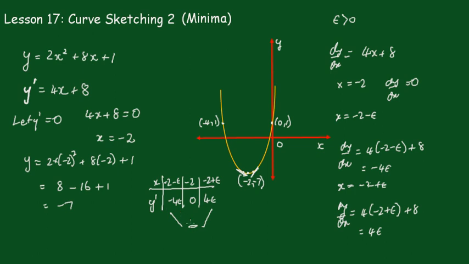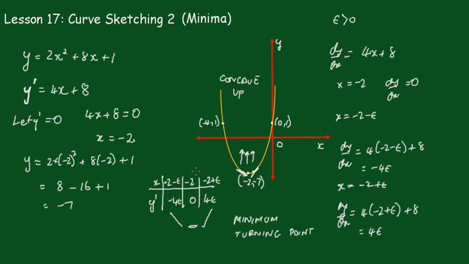Now we can see that, in this particular shape, this is a minimum value. It's a minimum value or minimum turning point. And the shape of the curve, we say, is concave up. I use a little mnemonic: concave up, like a cup. That's the minimum turning point.